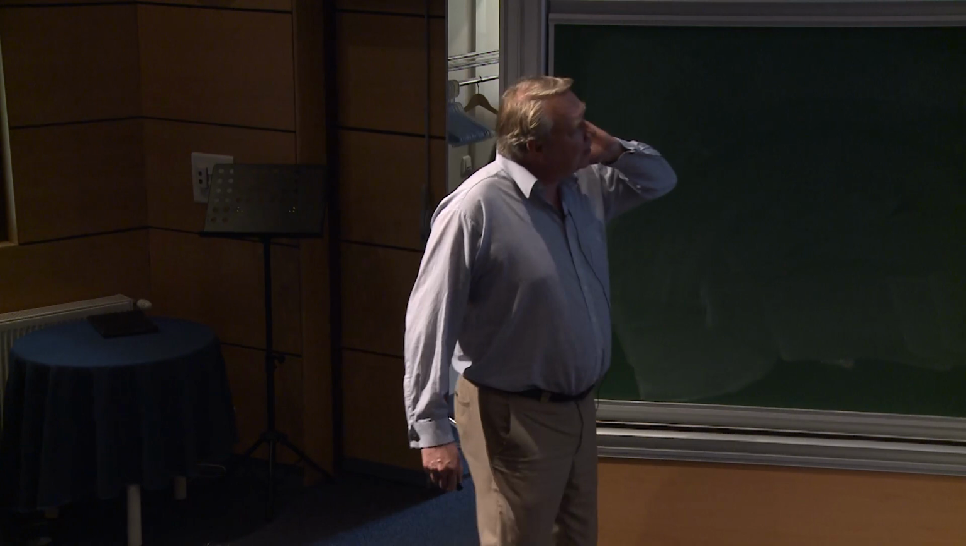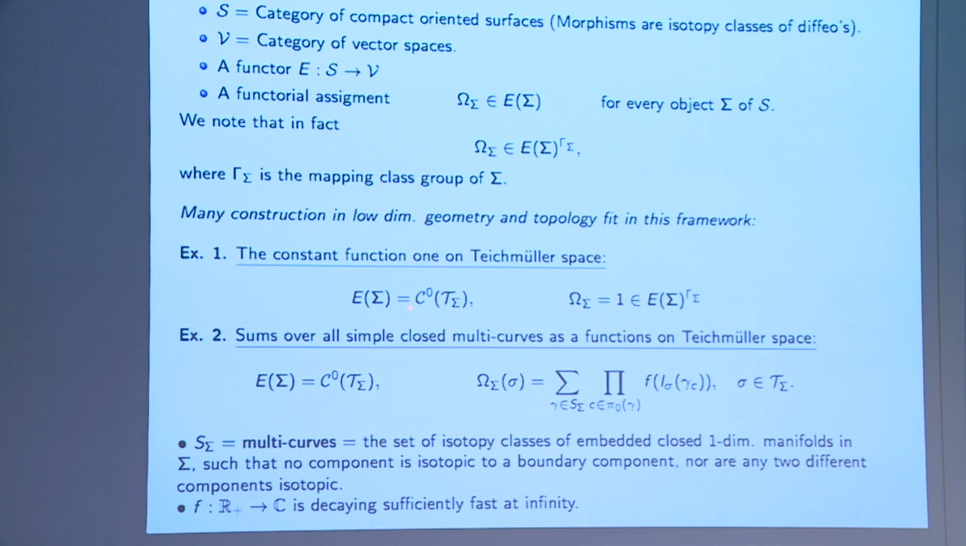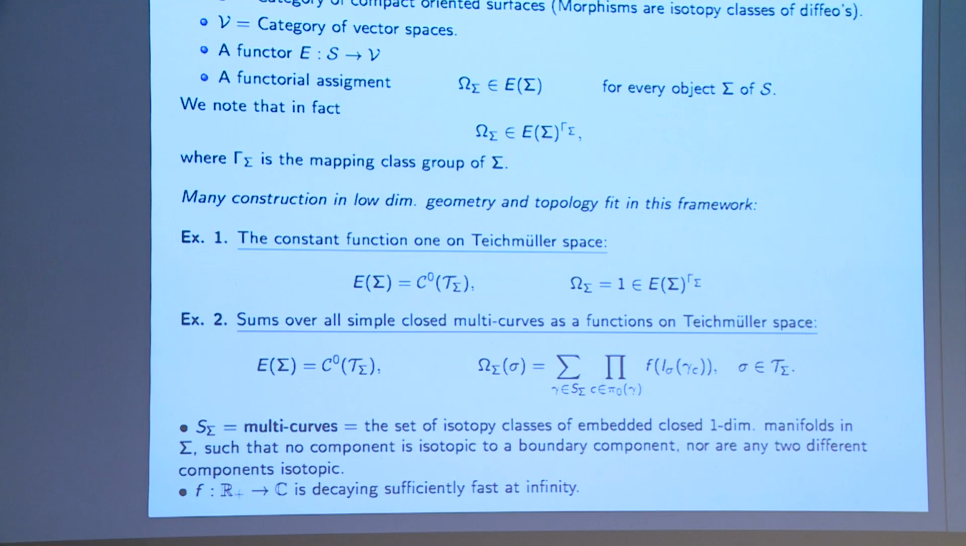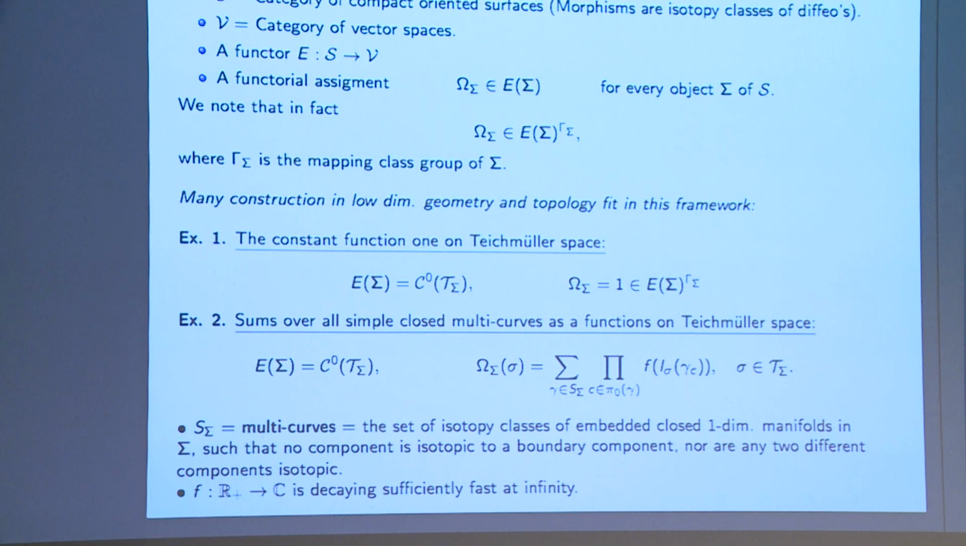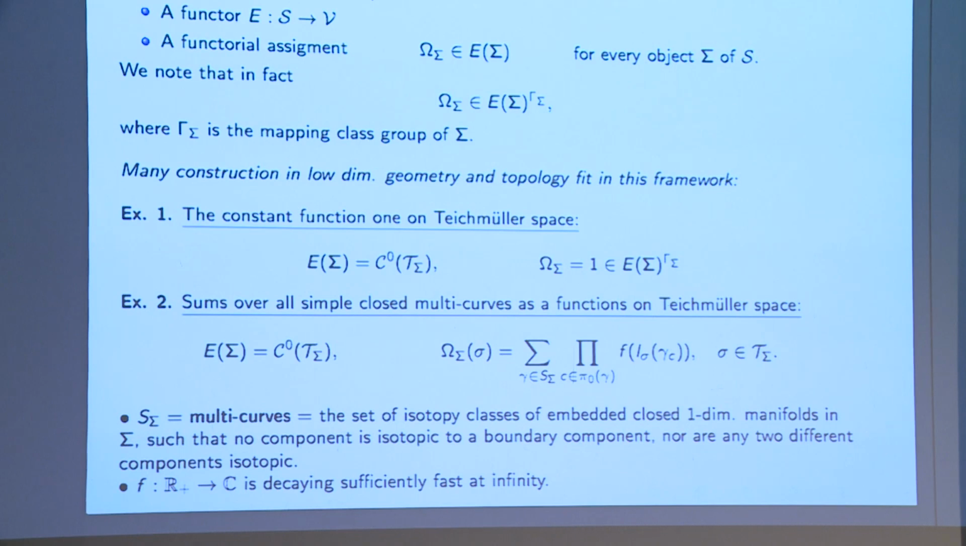So let me start to give you the first few examples. In the first example, I will simply take E of sigma to be continuous functions on Teichmüller space of the surface. Okay, that's the functor E. And then, of course, I think you will certainly agree with me that if I take the function 1 in every Teichmüller space, then that works. Now, you may think this is an utterly trivial example, but I will get back to this, and it relates very closely to Maryam Mirzakhani's work on McShane identities and her work on volumes.